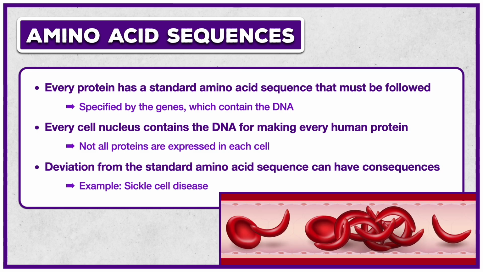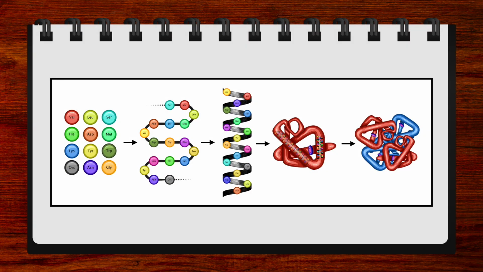Unfortunately, deviation from the standard amino acid sequence can have consequences. One example is sickle cell disease, in which an error in just a single gene changes the shape and functionality of red blood cells. This image illustrates the building of a protein from amino acids.